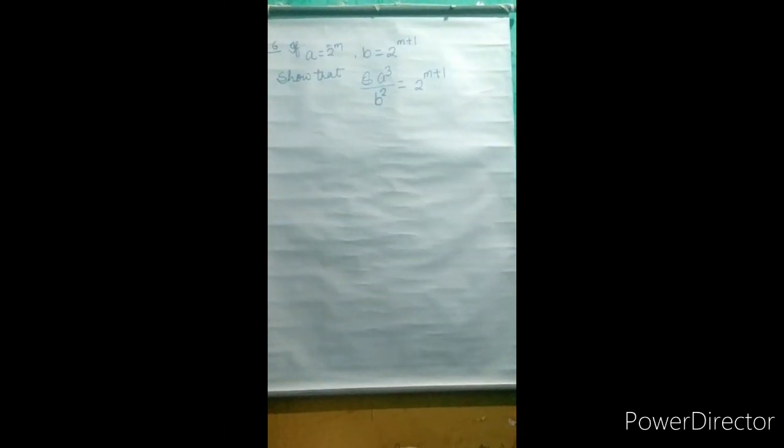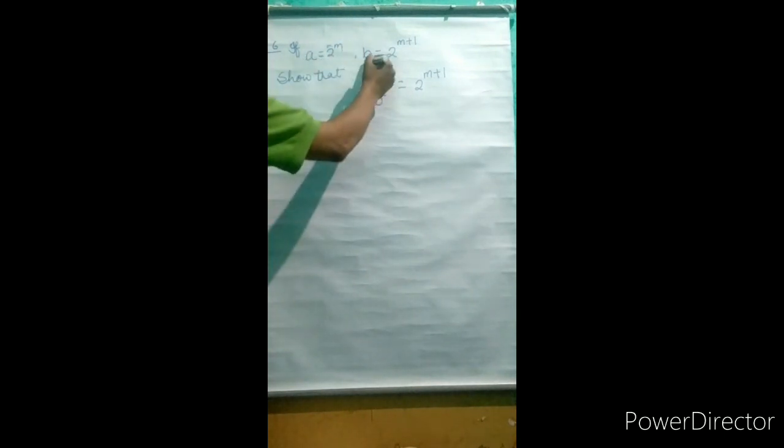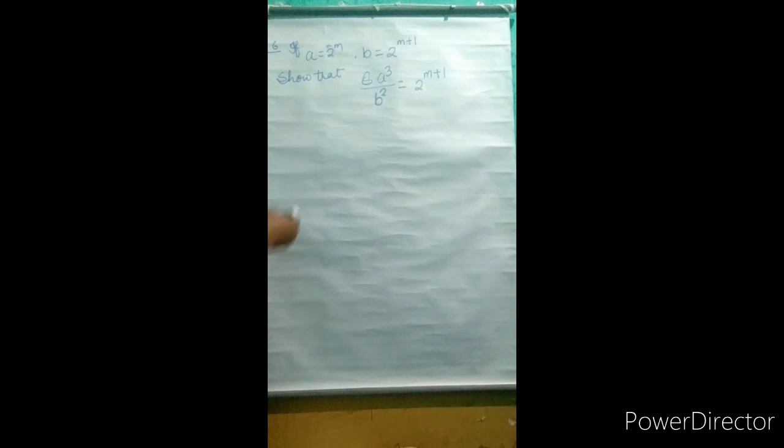Dear students, we now have the sixth question. If a is equal to 2 raised to power m, b is equal to 2 raised to power m plus 1, then show that 8a cube over b square is equal to 2 raised to power m plus 1. So let's see. We'll take this one, 8a cube over b square. This is our LHS, so you can write LHS.